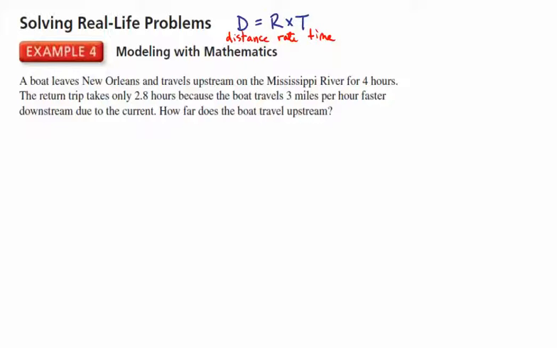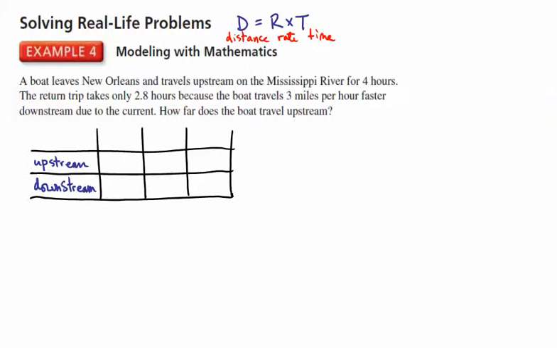So with these types of problems, I'm always going to set up a little table. And there are two parts to these problems. One is with the boat going upstream, and one is with the boat coming downstream. Then I'll put each of those in a row, and for each column I'm going to have distance equals rate times time. So one column will be for distance, one for rate, and one for time. And then I'm going to fill in the information based on what the problem tells me.